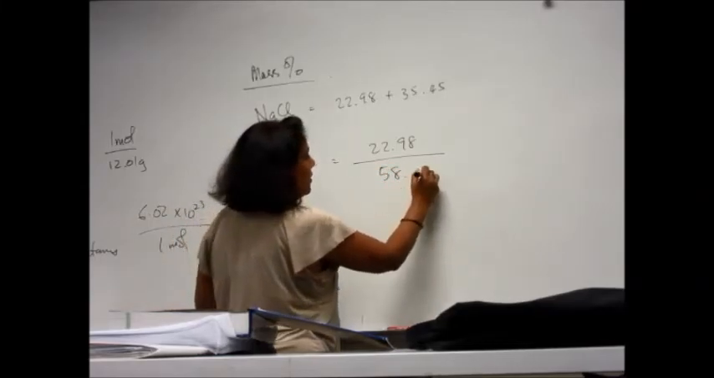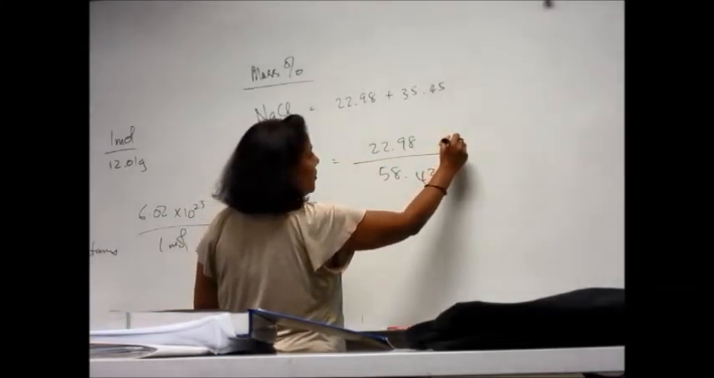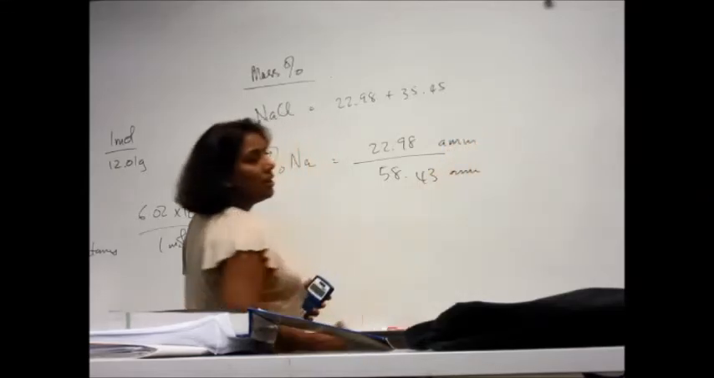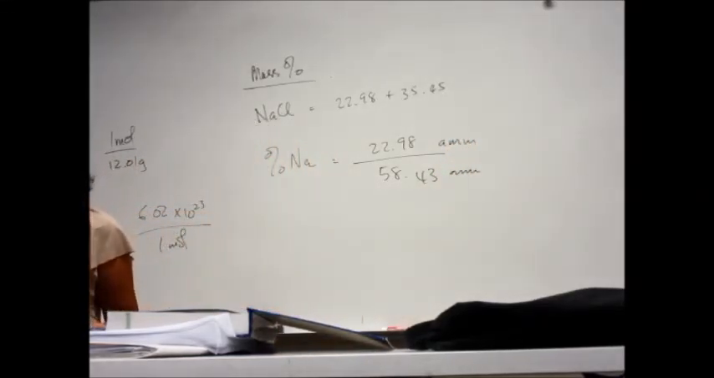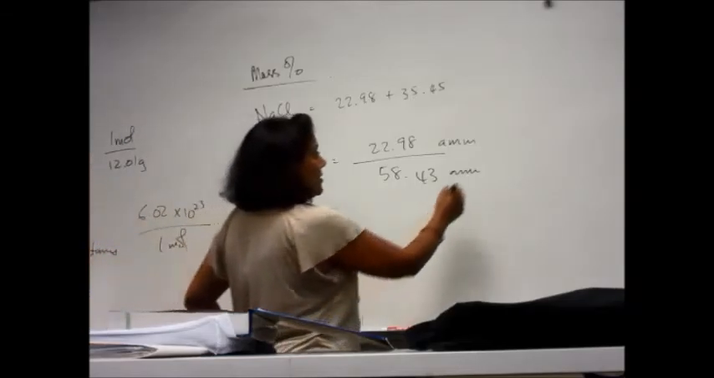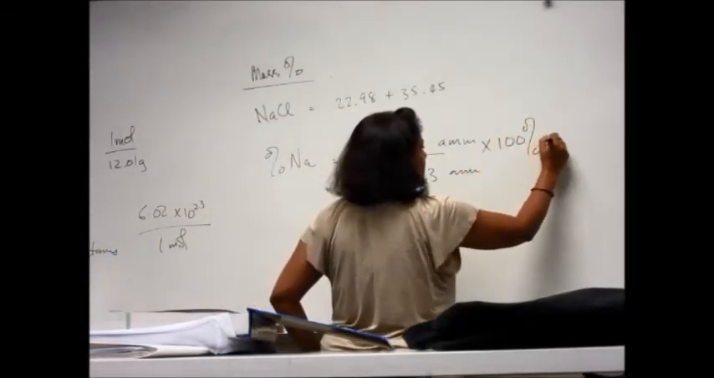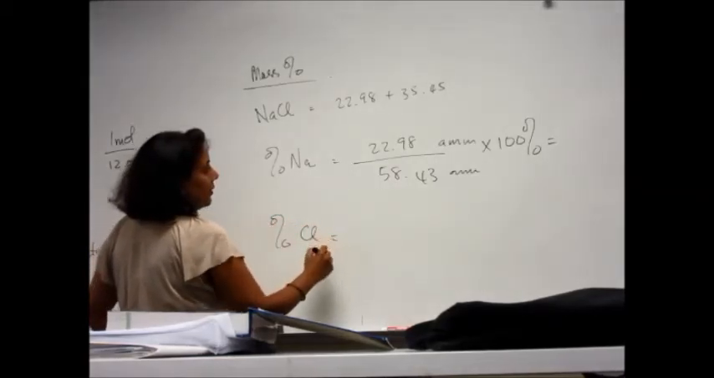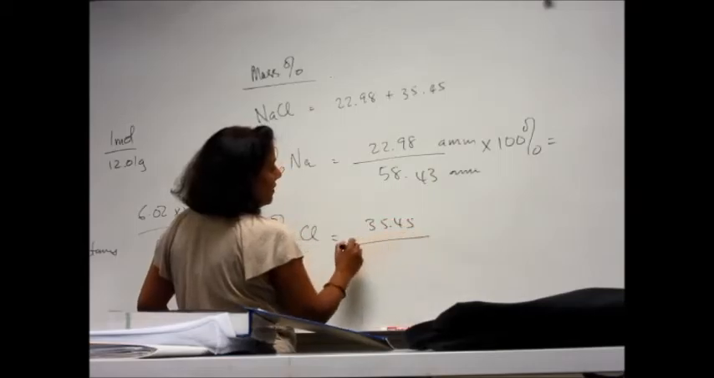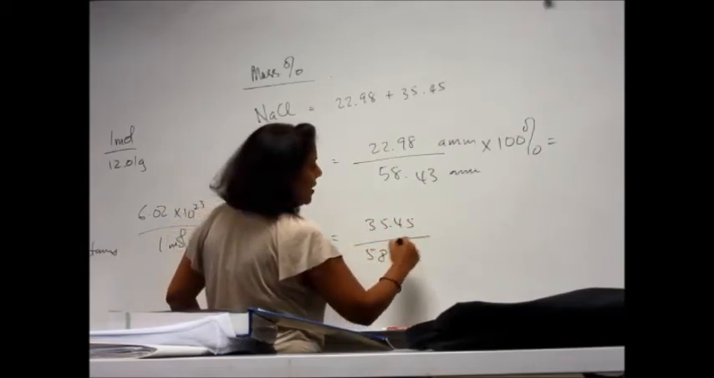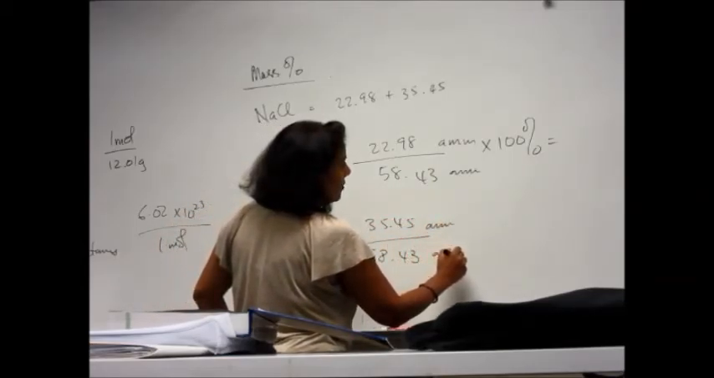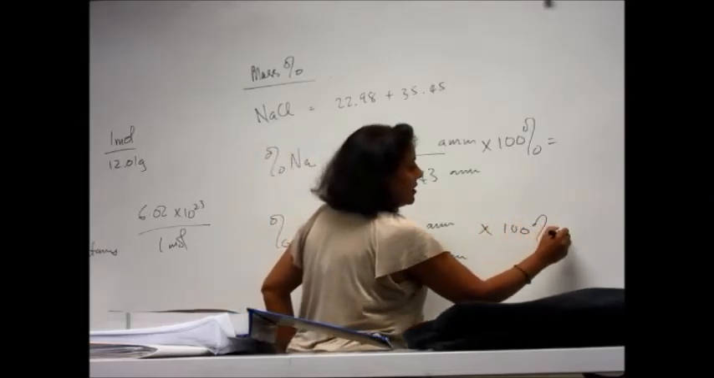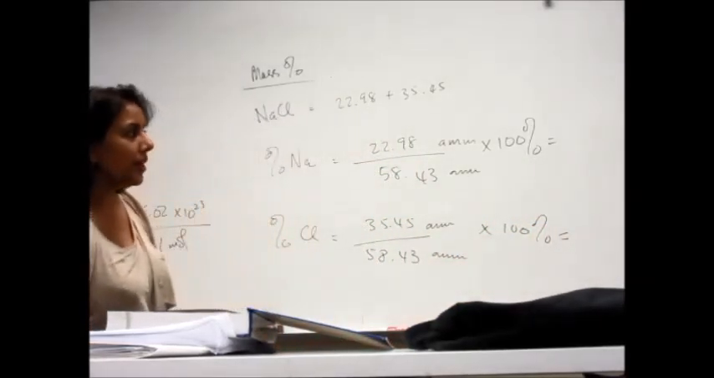Okay. And you can use AMU for mass percents. You can use grams per mole if you want for mass percents, because eventually it's going to be a mass percent. Okay, so your units will get crossed out, so it doesn't really matter. And then times 100%. And if you were to do percent of chlorine in there, then it would be 35.45 divided by 58.43. Again, AMU times 100%.